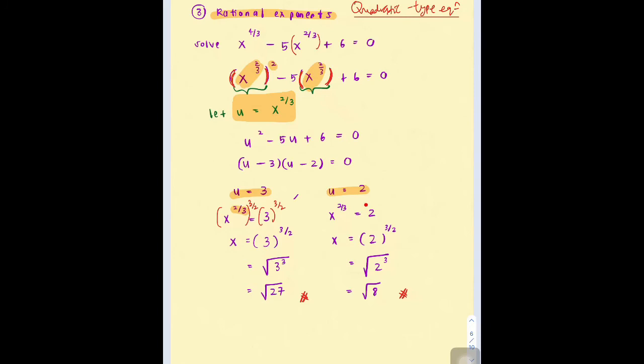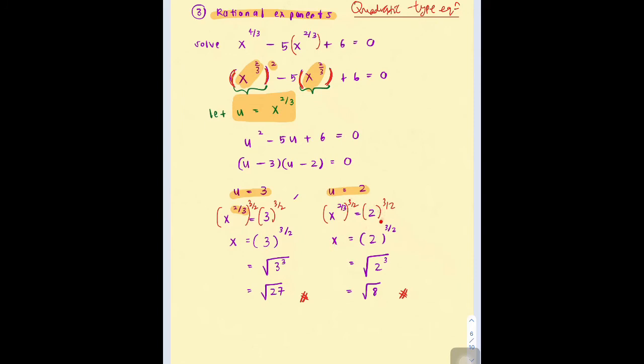Let's look at the next one. u is equal to 2, therefore x to the power of 2 over 3 equal to 2. So let's get rid of that power now. Since you have 2 over 3, so now multiply 3 over 2. Okay, so this is 1, so x to the power of 1.